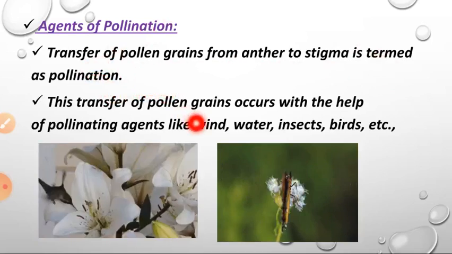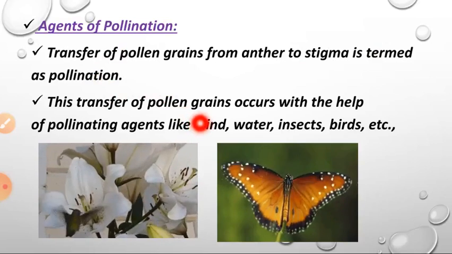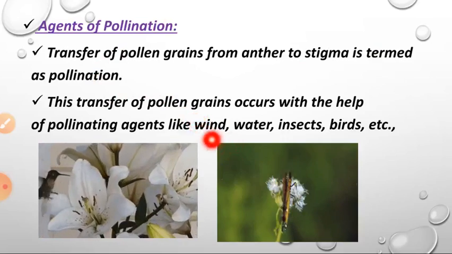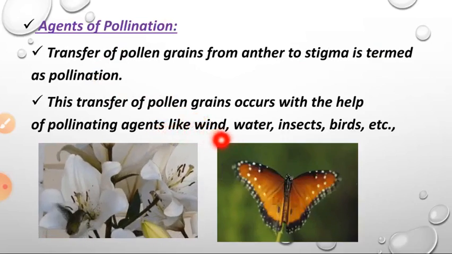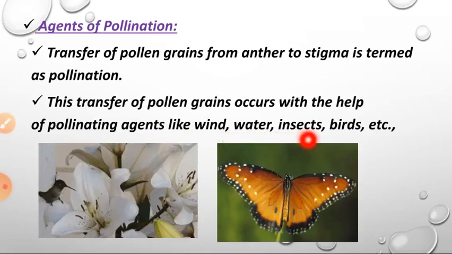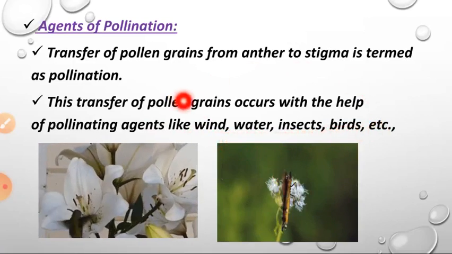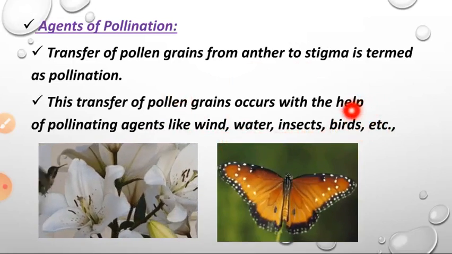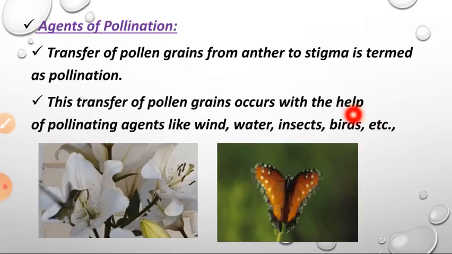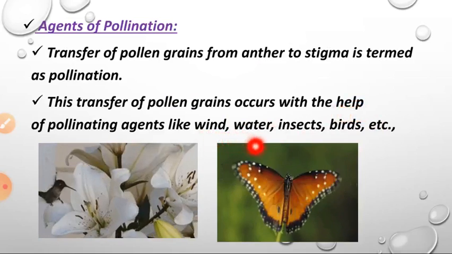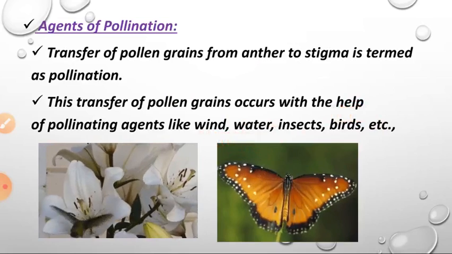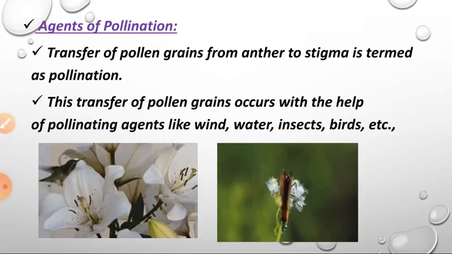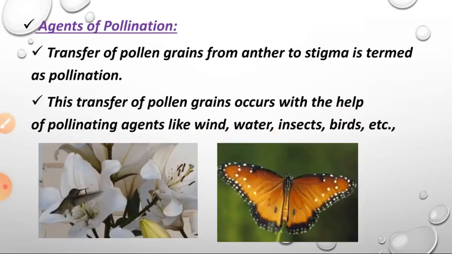And this pollination can be done with the help of nature, which is called pollinating agents: wind, water, insects. So what are the agents of pollination? Wind, water, insects, birds. These are the agents of pollination, or we can say pollinators.